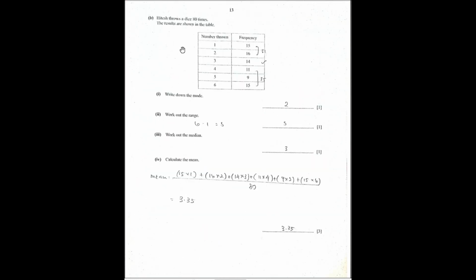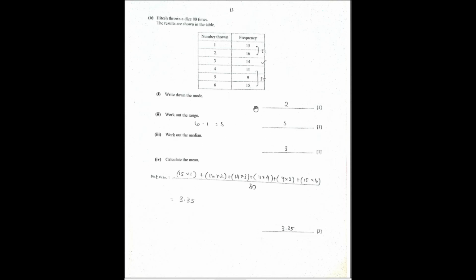6b, Hitesh throws a dice 80 times. The results are shown in the table. Write down the mode. So the mode is the number with the greatest frequency. In this case, it is 2 because the frequency is 16, which is the greatest. Work out the range. The range is by taking the greatest number, subtracting the smallest number, which is 6 minus 1, and our answer is 5.